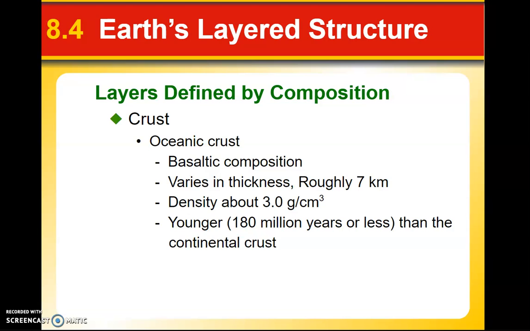The oceanic crust has a basaltic composition, and it varies in thickness. Roughly on average it's about 7 kilometers thick, and its density is about 3 grams per centimeter cubed, so it's more dense. But it's also much younger. The oceanic crust is 180 million years old or less, much younger than the continental crust.